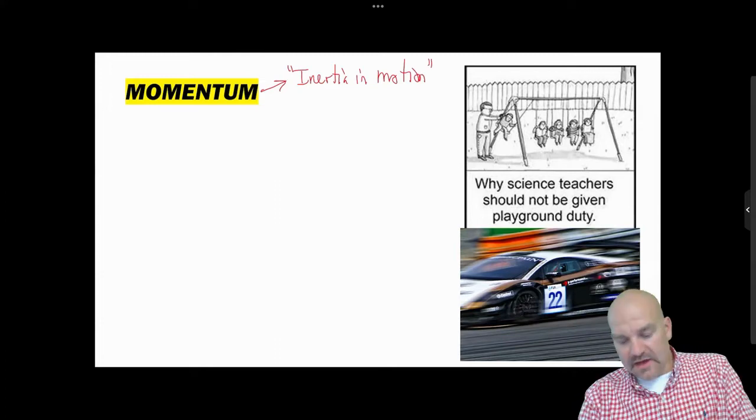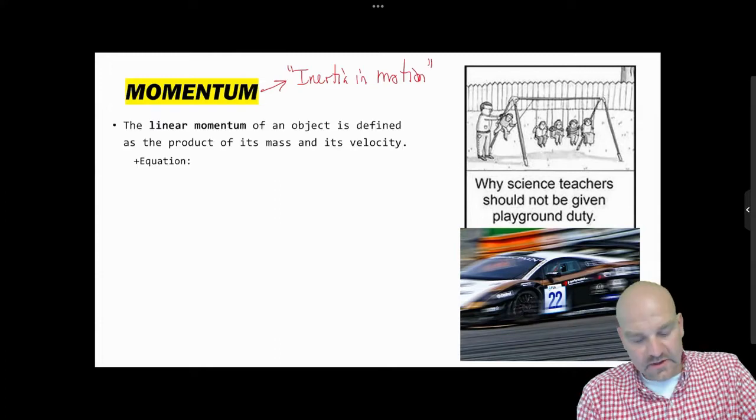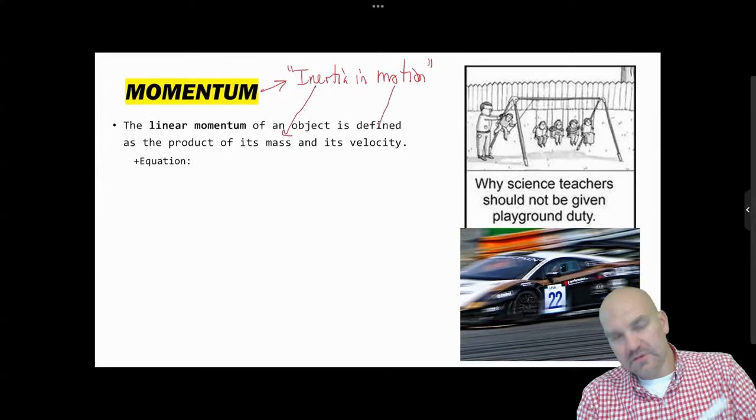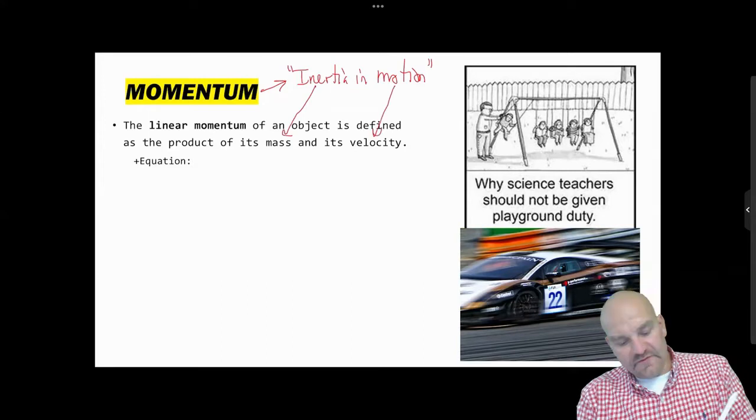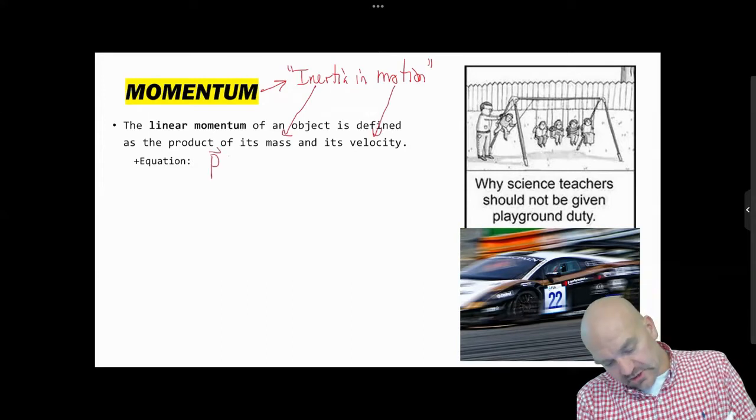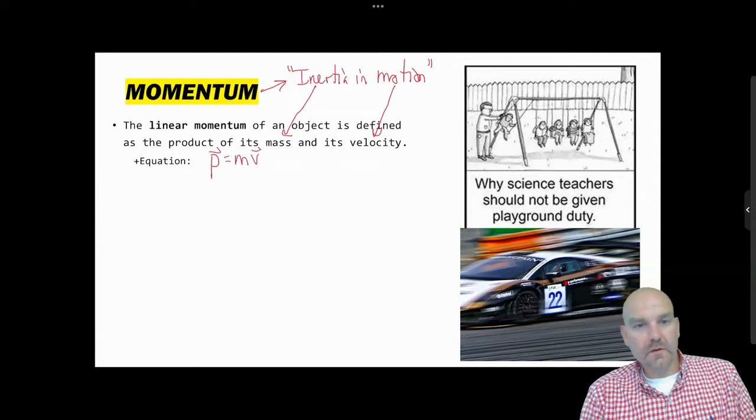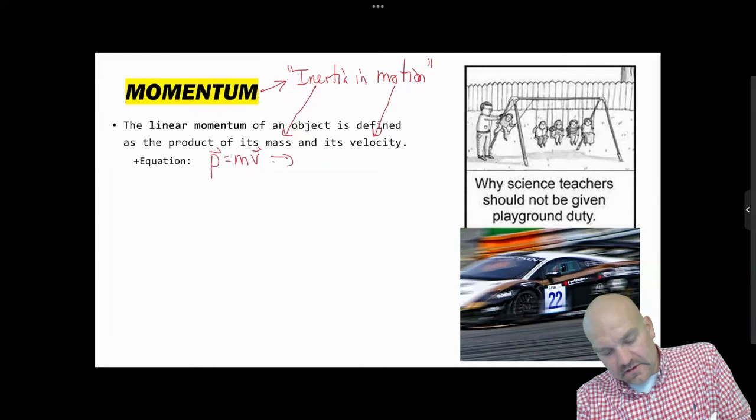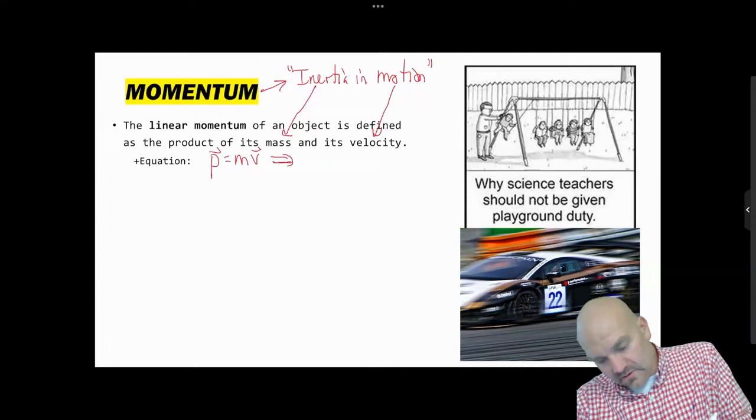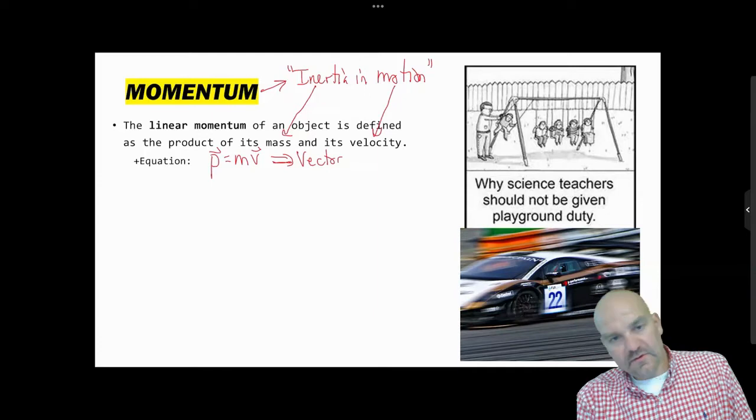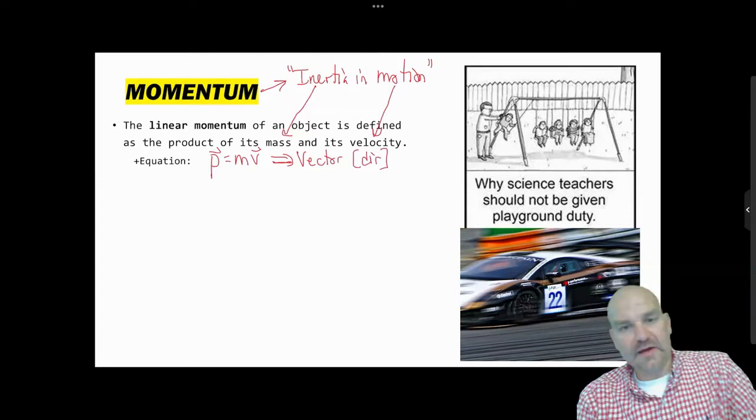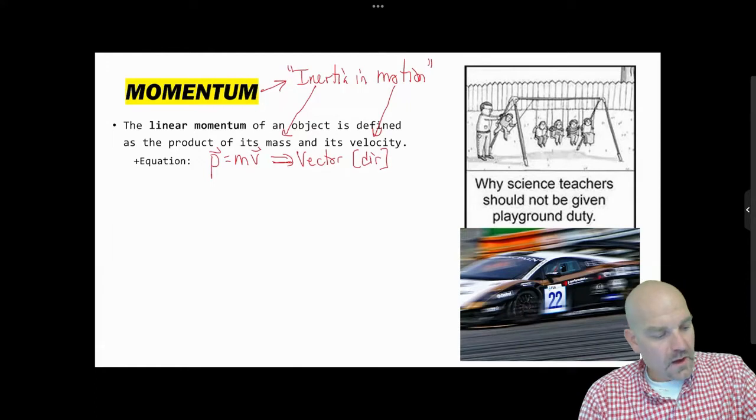Now the actual definition is the idea that the linear momentum of an object is defined as the product of its mass and its velocity. Well, inertia is mass, motion is velocity. And that definition leads us right to the equation, P equals mv. So momentum is equal to mass times velocity. You have the vector symbol, so momentum is a vector, which, remember, means we need to account for the direction.